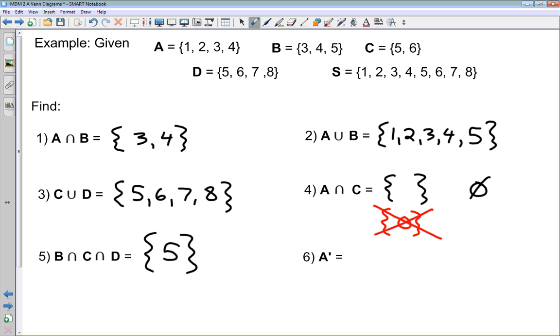Our final one here, we want a complement. This little apostrophe means complement. So we want all of the things that are in our universal set but are not in our set A. So A is 1, 2, 3, 4. In our universal set, we also have 5, 6, 7, and 8. So 5, 6, 7, and 8 would be the complement of set A.